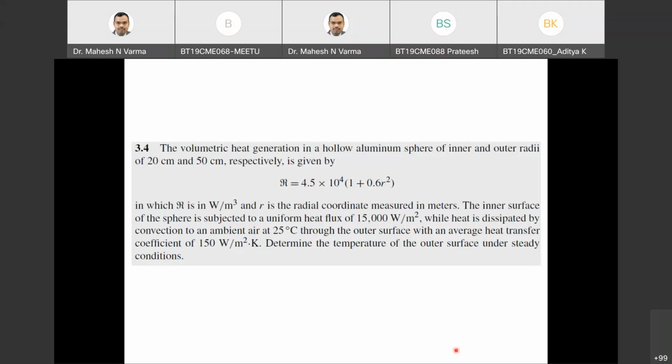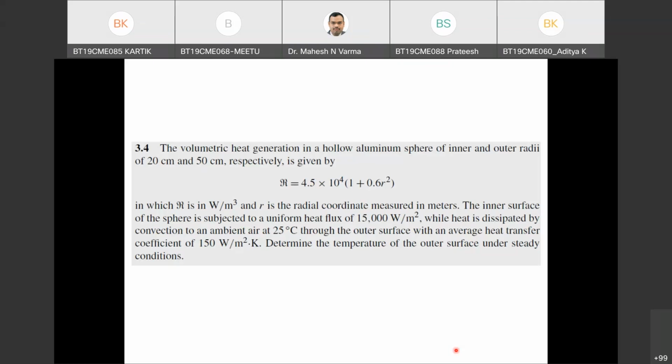Excuse me, sir, can we not approach this problem by heat balance, normal heat balance, input minus output plus generation equal to 0? Yes, that is what we are doing. But here heat generation is given, and it is varying with r. Exactly, that is what we are doing.